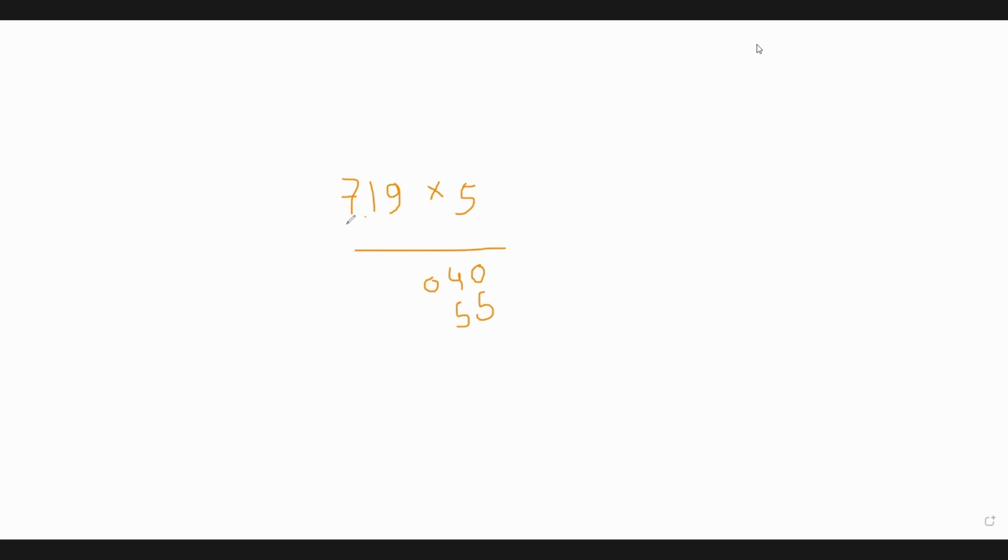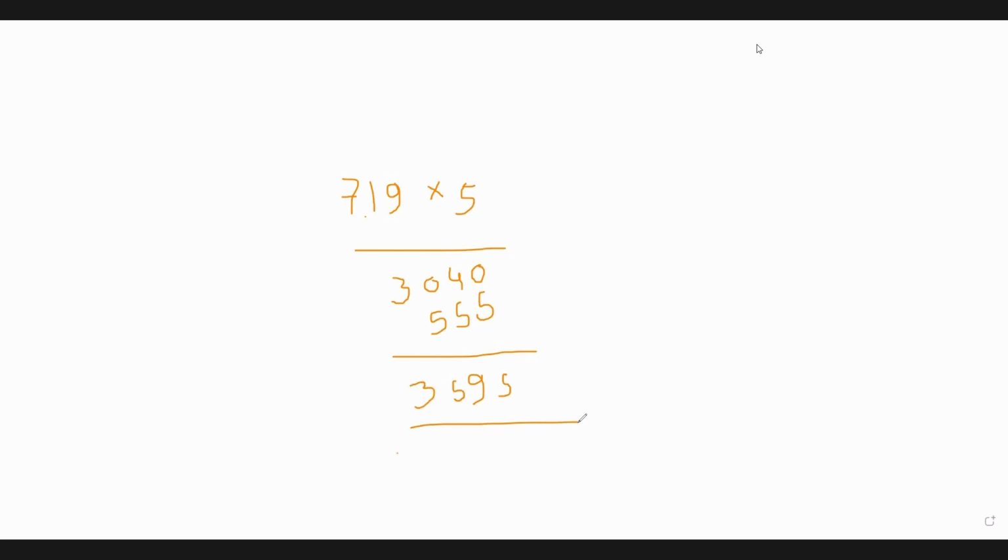For 7, what will be the half of 7? 3.5, right? Exactly. It's 3 here and 5 here. Then add it all. So 5, 9, 5, and 3.